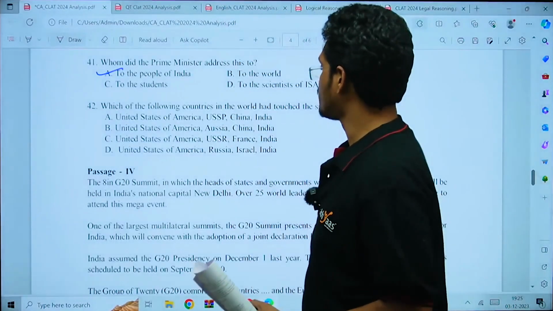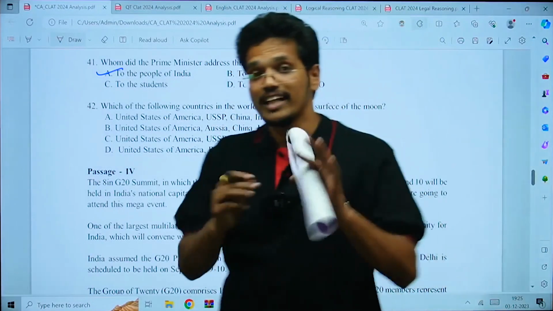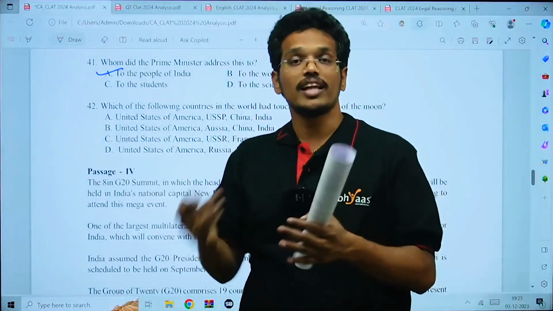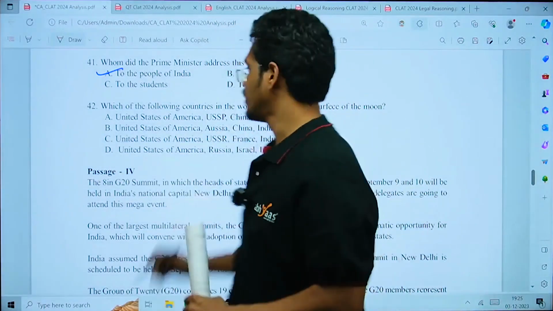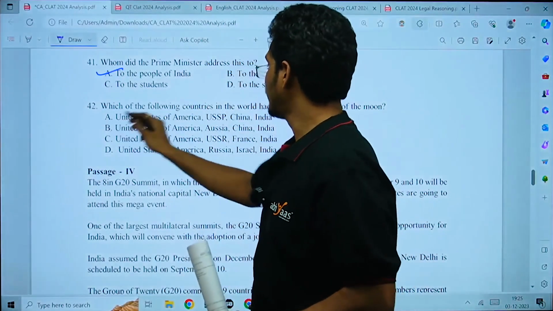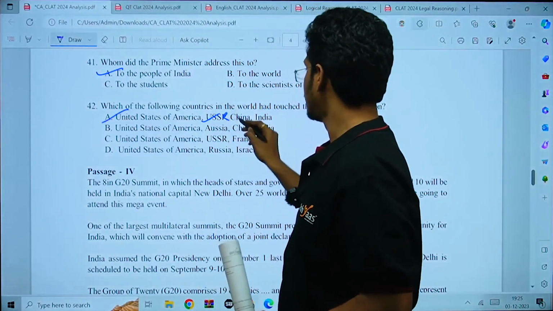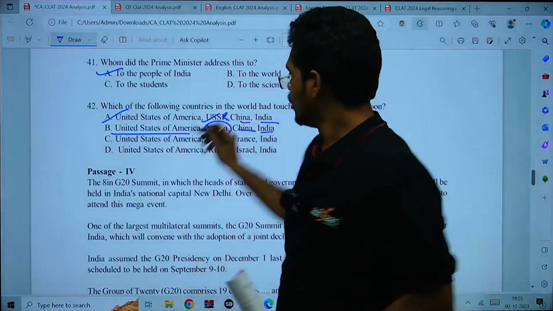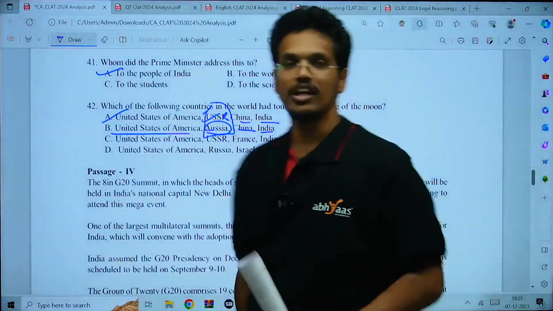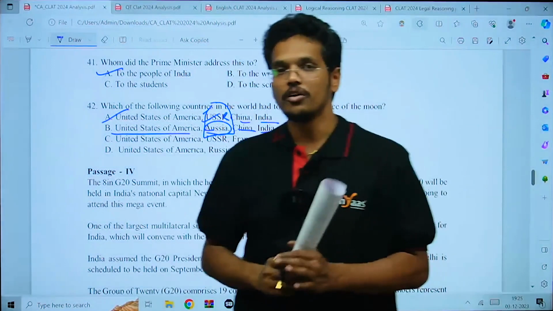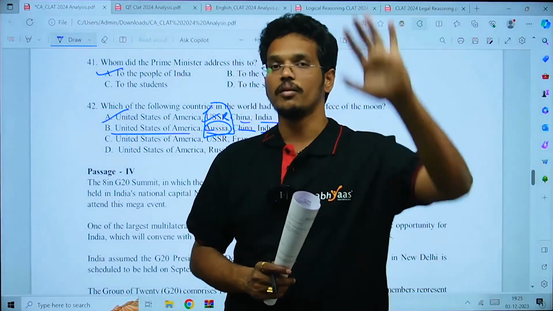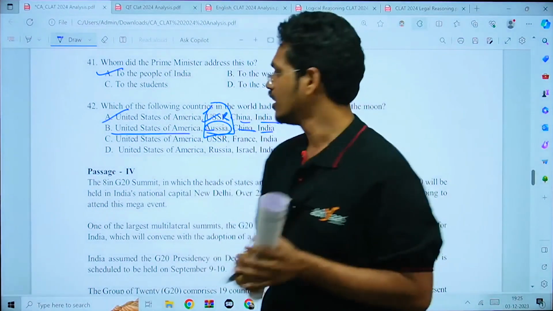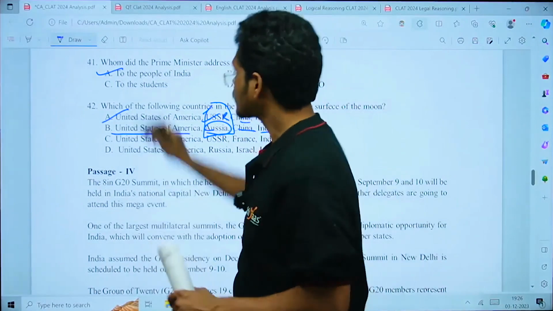Next, for 42, which of the following countries in the world have touched the moon? As we say, India is the fourth country to step on the moon. What are the other three countries? Again, there is a confusion among two options. USA, USSR, China and India, or USA, Russia, China and India. Whether it is USSR or Russia, the one important thing we need to know is the first one to send a mission to the moon is the USSR, the Soviet Union, not Russia. So our answer should be USSR. So option A is the right answer.